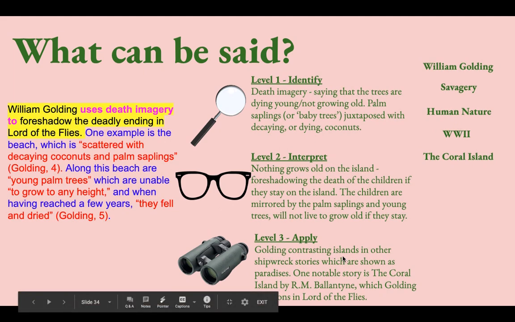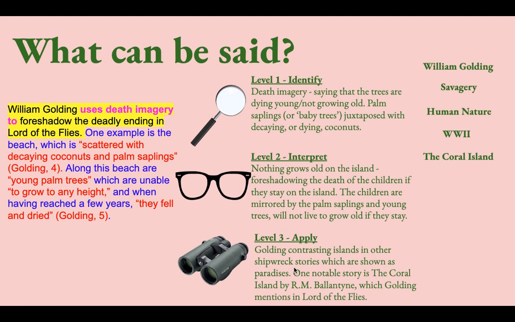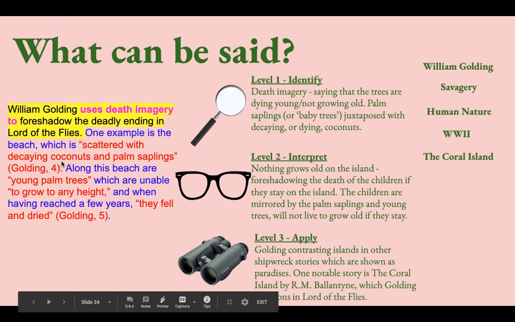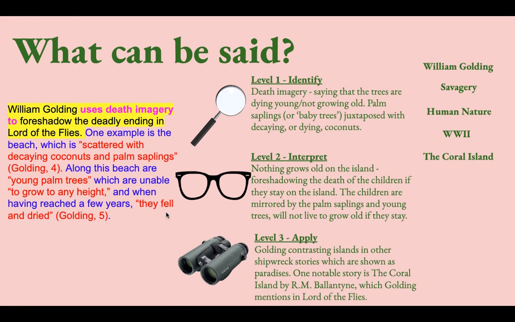Golding contrasting islands in other shipwreck stories which are shown as paradises. So here we can see it's a bit scary. The setting's not very nice. The island's deadly. However, in other stories, such as The Coral Island by R.M. Ballantyne, it's a paradise. Perhaps Golding has done this deliberately. So if I look here, I've got a magnifying glass. I'm just looking at the individual words and phrases and devices. Okay, I'm not straying outside of that. I'm just looking at these, finding them and saying what they mean.